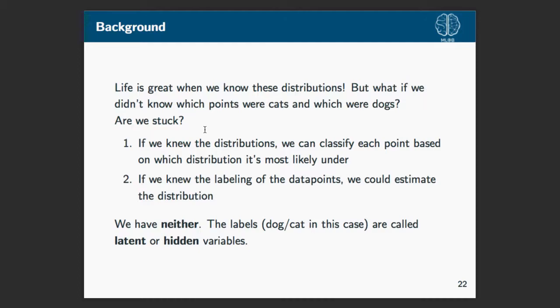So just some terminology. The labels, cat versus dog in this case, are called latent or hidden variables. Why are they hidden? Because they're still variables that affect your data set, but we can't observe them. We don't know if they exist or what those labels are. So we call them hidden variables or latent variables. Anyone have any questions? Okay, cool.